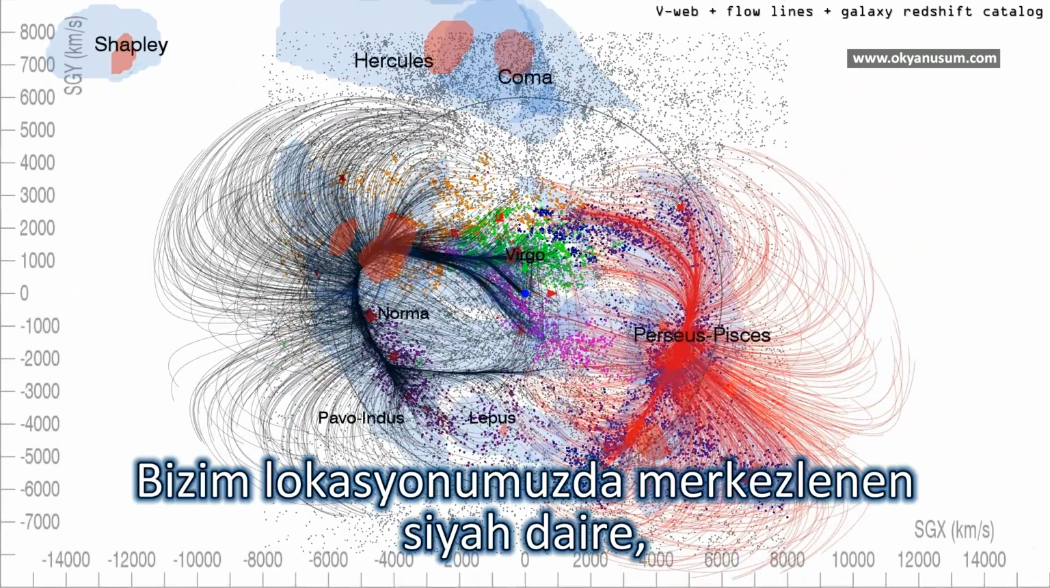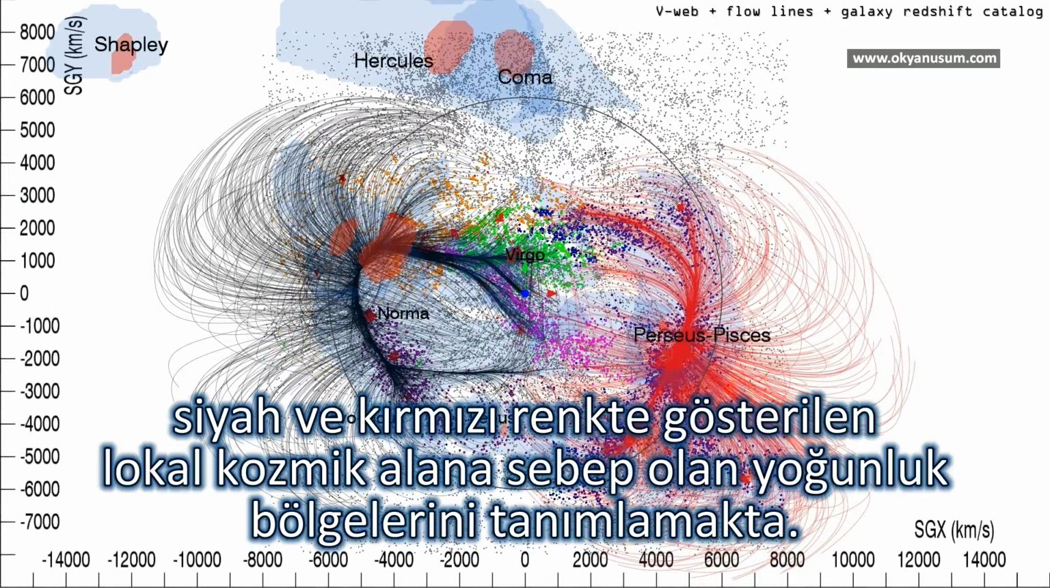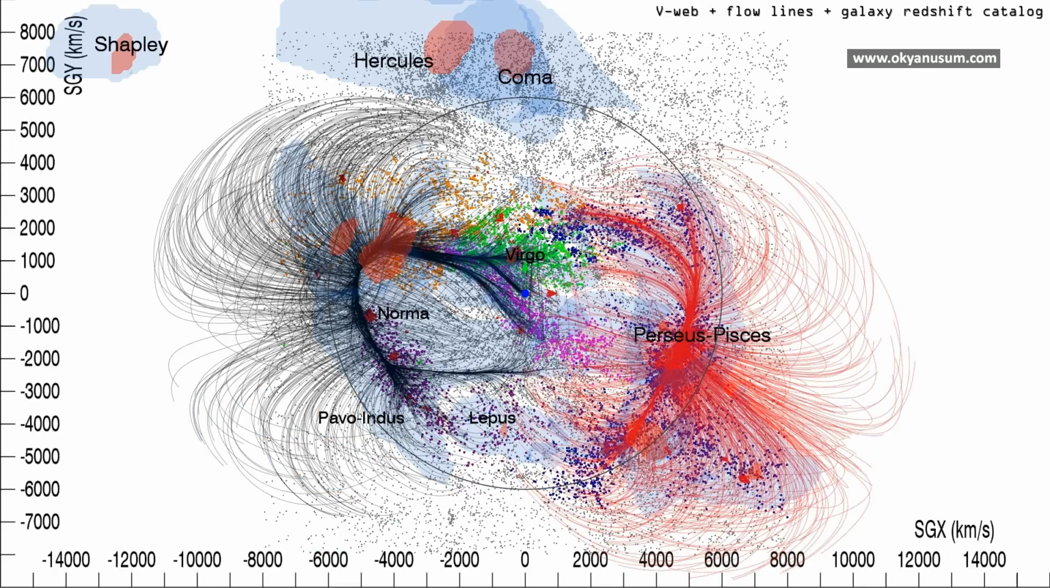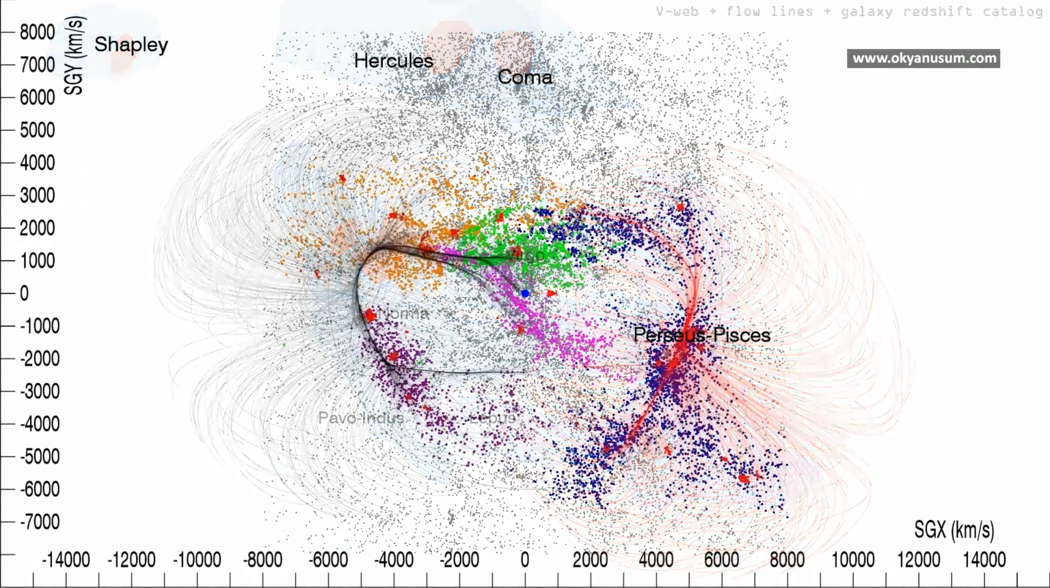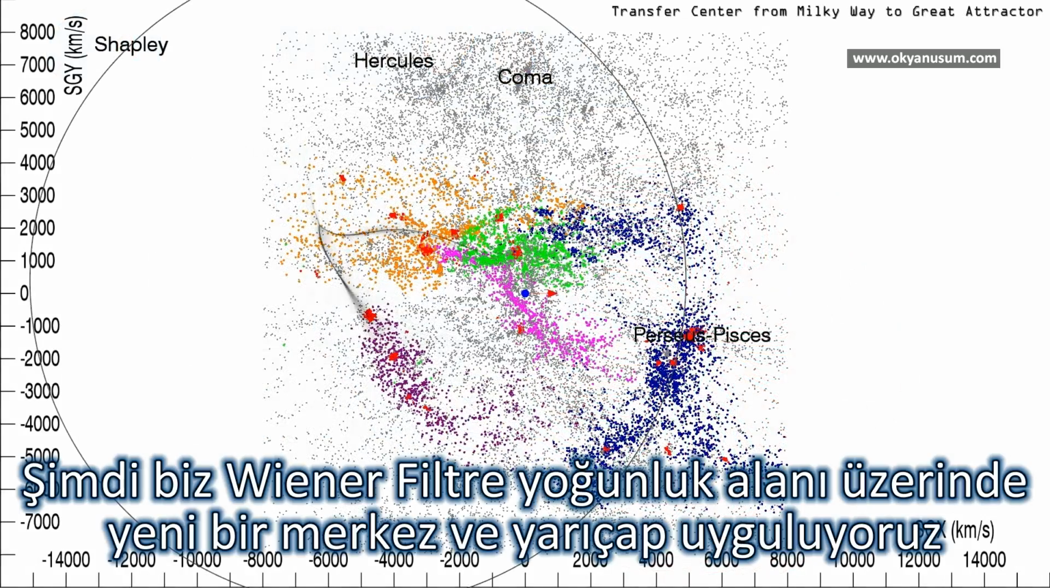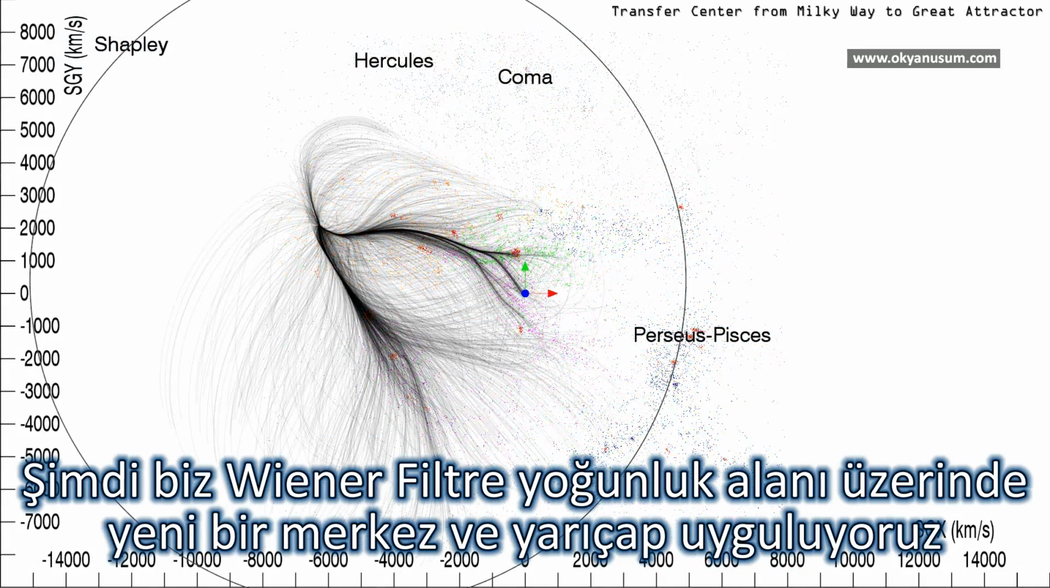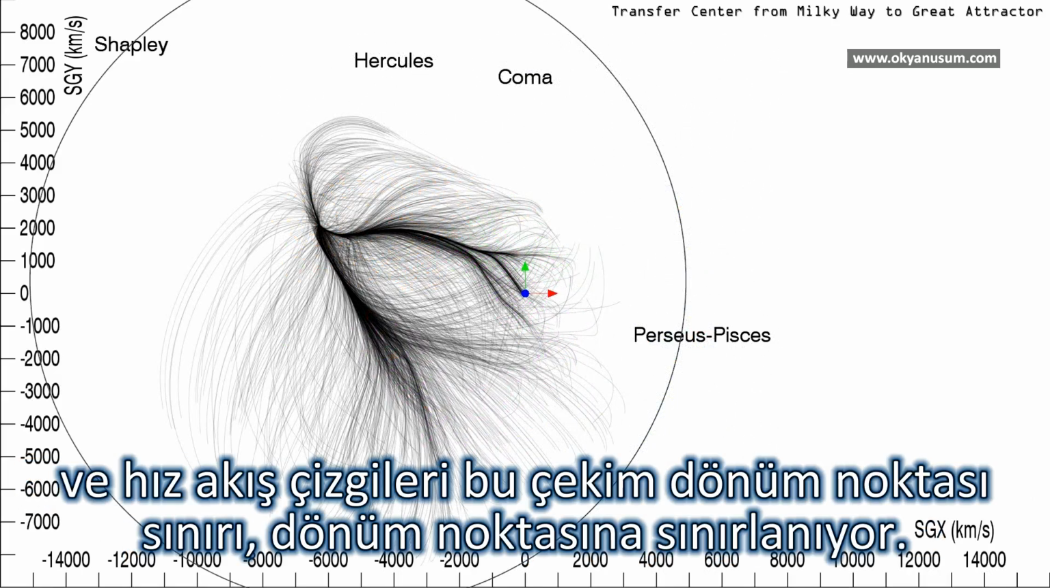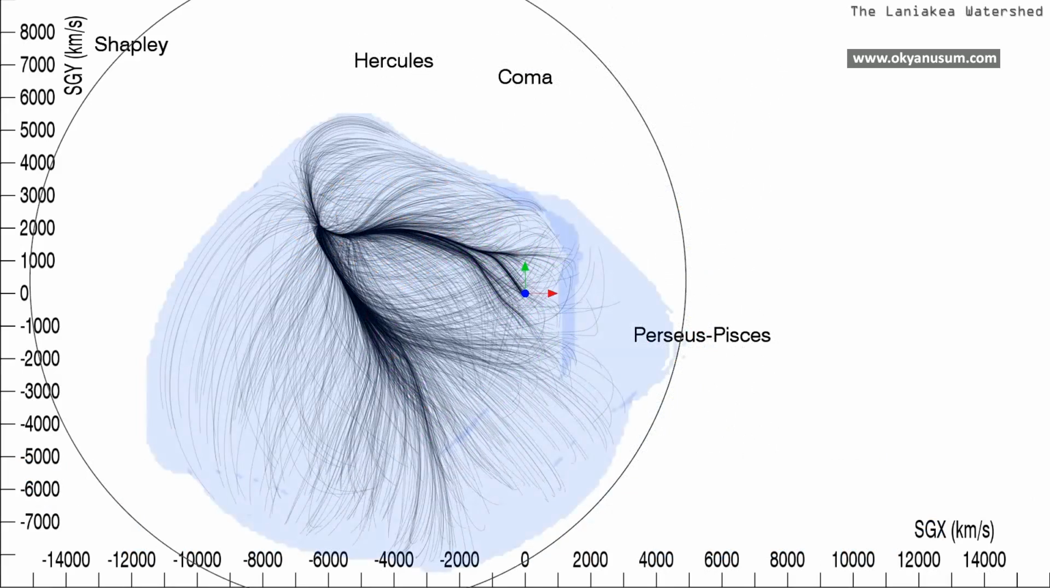The black circle centered at our location defines the region of densities giving rise to these local cosmic flows represented in black and red. We now impose a new center and radius on the Wiener filter density field, and the velocity flow lines are restricted to the watershed of this basin of attraction.